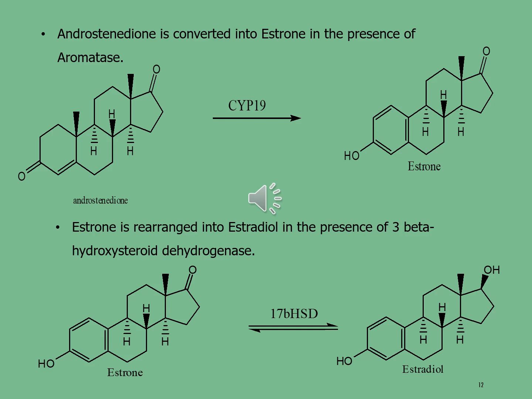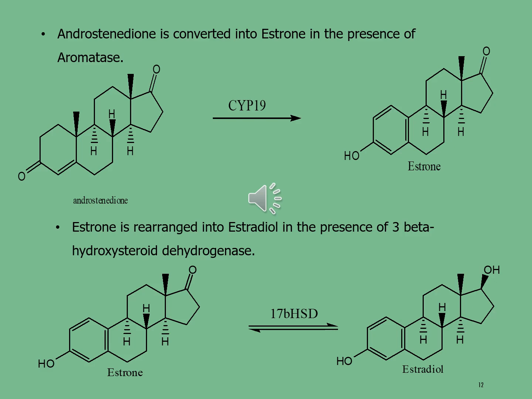Androstenedione is converted into estrone. You can see in this reaction that the difference between these two structures is the presence of the first aromatic ring in estrone, which is not present in the previous molecule. There is also a change at carbon 3 position, because the carbonyl group is present in androstenedione. However, there is a hydroxyl group at carbon 3 position in estrone.